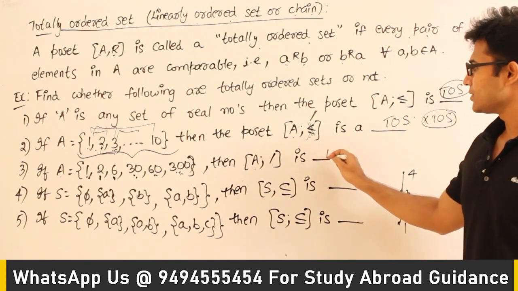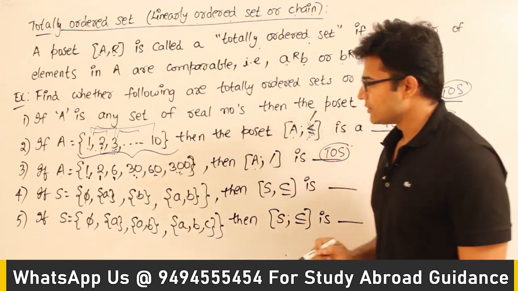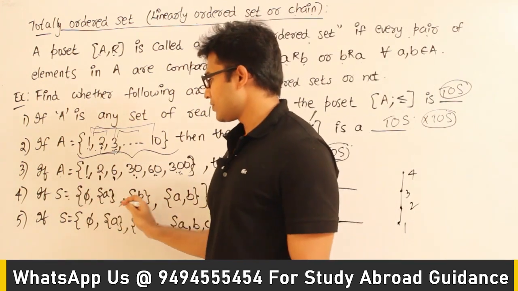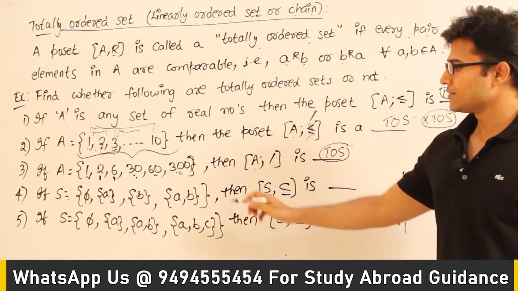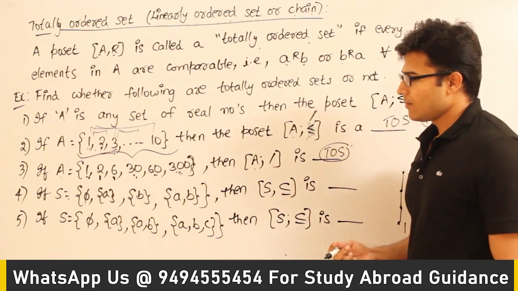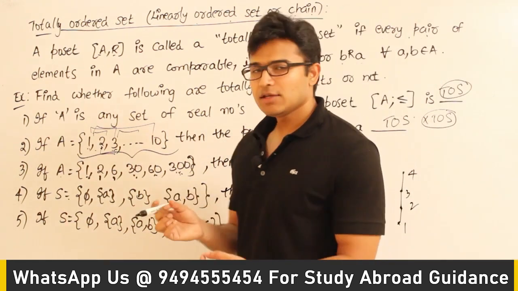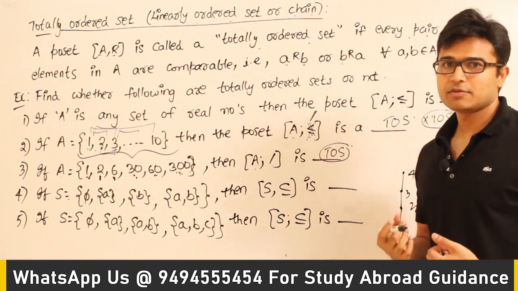Therefore, we can say that it is a totally ordered set. Now, if you take this one, it is a set of sets. Now, if you take the subset relation on this set of sets, is it a totally ordered set or not? Can you take any two sets and apply this inclusion relation between them?